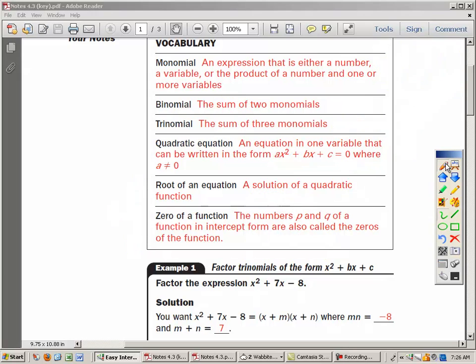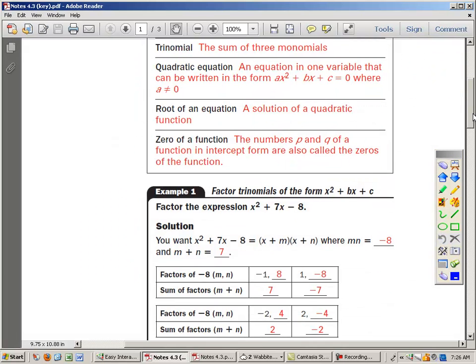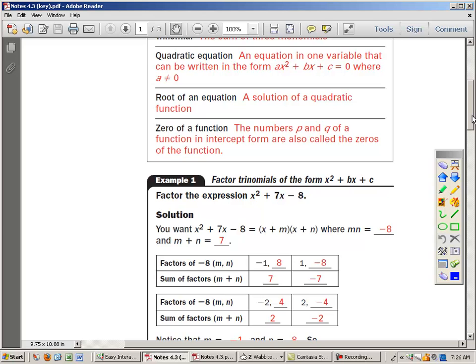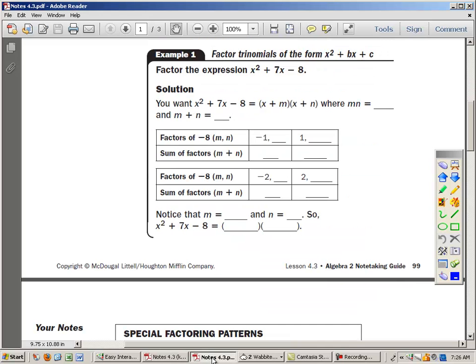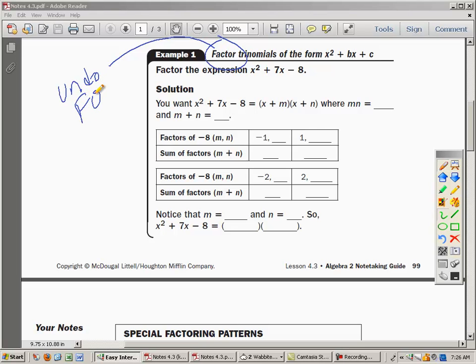All right, so let's get right to it, taking a look at factoring. When we want to factor a trinomial in the form x squared plus bx plus c, in a trinomial such as this, we're trying to undo FOIL. If you remember, we talked about FOIL. FOIL is multiplying firsts, outers, inners, lasts. We reviewed that in lesson, I'm sorry, 4.2. And so to undo FOIL is to factor.